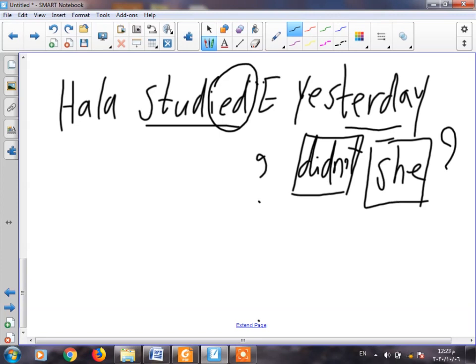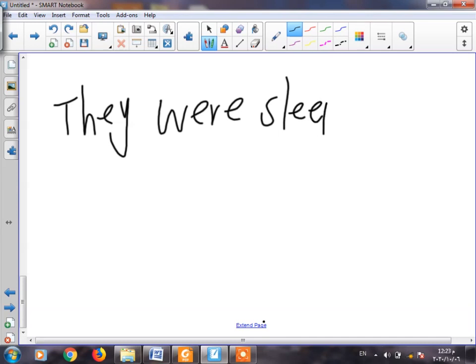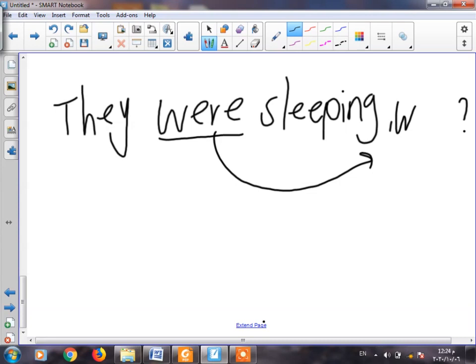Another example. When I say that they were sleeping, they were sleeping here is a sentence. I would like to write a question tag here. If you look at the word "were" as a verb, you will find it here as a main verb and it's a past one. But I can use it as a helping verb here, but change it first into were. And they.